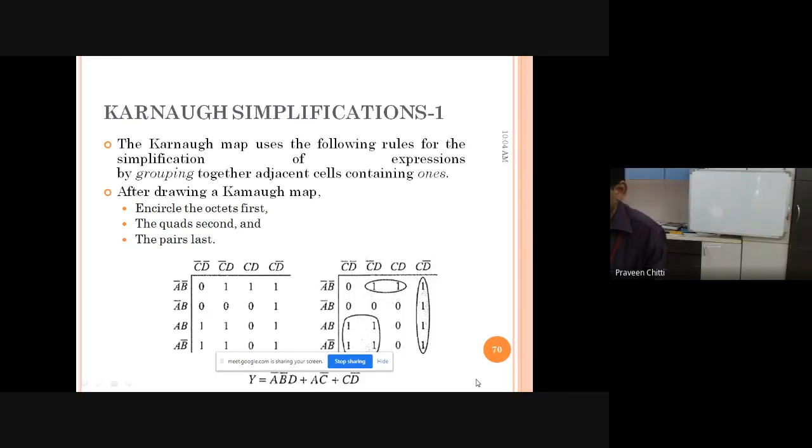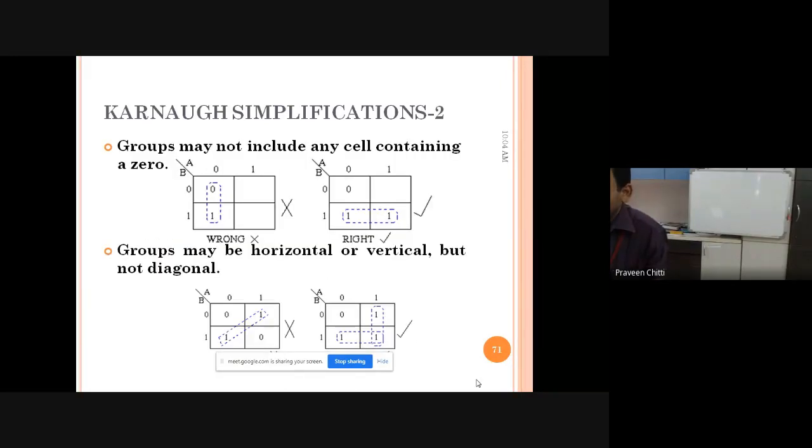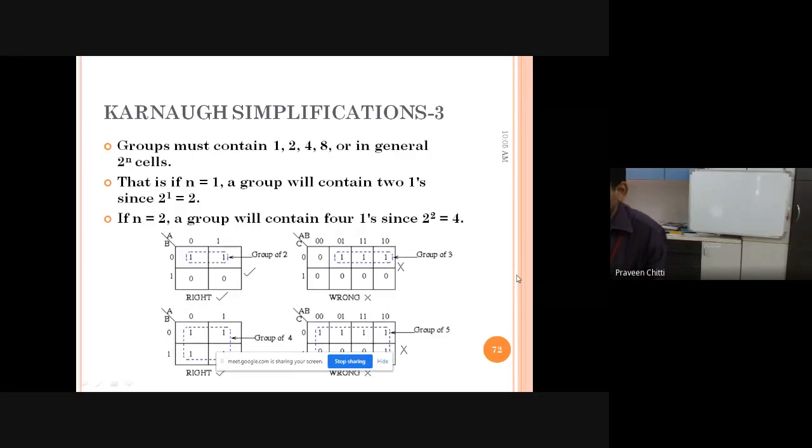You can just have a look at it and see how we can do the grouping and how larger groups can be formed. So this is not allowed, diagonally not allowed. 0 and 1 should not be combined. Only two adjacent ones like this you can combine. Already we have discussed all these things, I am just showing you once again.